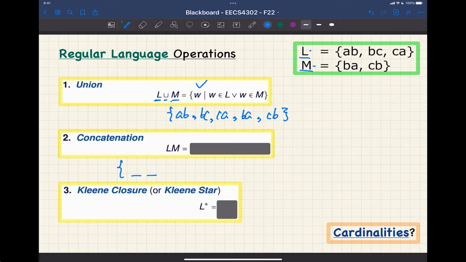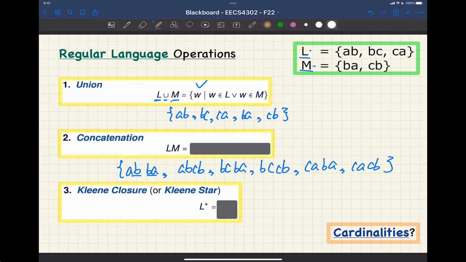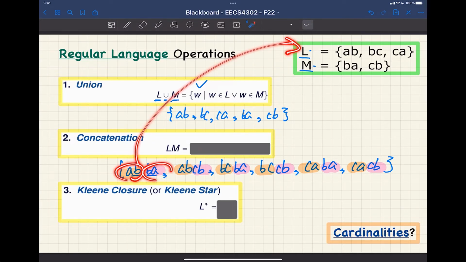Okay. A, B here. B, A here. Well, there's no space, by the way. Okay. And also A, B here. C, B here. And also B, C, B, A. And also BC, CB, CA, oh, beg your pardon. Let me just undo it. BC, CB, CA, BA, CA, CB. Just to make it 100% clear. You can see each string over here contains two parts. The orange part comes from L. The pink part comes from M, concatenation. That's the definition for language concatenation, all right?